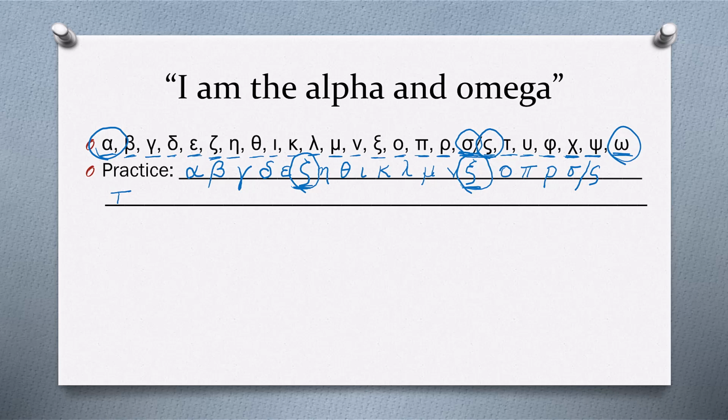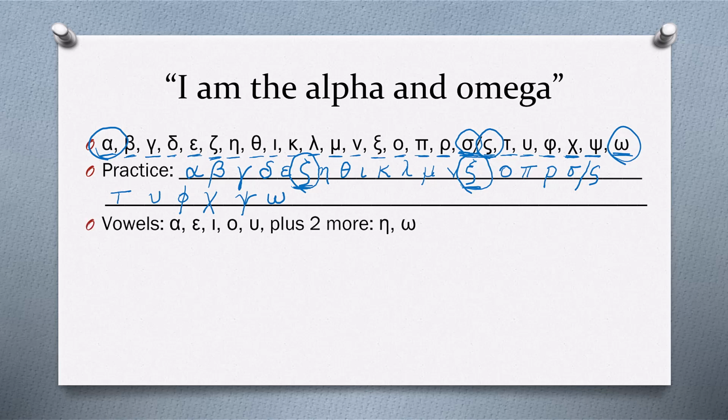And after tau, we have the upsilon, like our U. What's interesting about upsilon, as we'll see in a minute, is it has more of an E sound in Greek. We'd expect it to have a U sound, but it actually has more of an E sound. And then we have phi, which is basically the equivalent of our F in English. And then we have chi, which is that CH or H sound. And then we have that pitchfork-looking letter, which is the psi, followed by the last letter of the Greek alphabet, which is the omega.